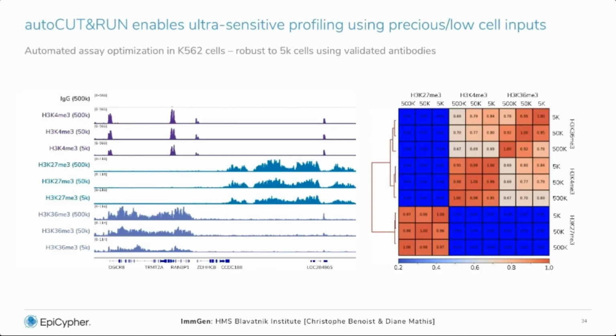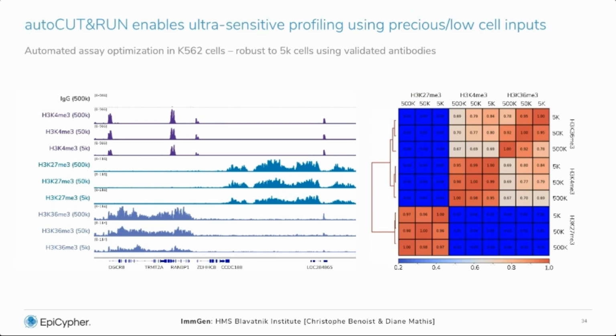Okay, and here's a look at some of the data coming off of AutoCUT&RUN for 3 different marks. H3K4 trimethyl, a mark of active promoters. You can see these nice sharp peaks here. And noticeably, the peaks are retained, going from 500,000 cells all the way down to just 5,000 cells. By the way, this is optimization in K562 cells. We haven't started with immune cells yet, primary immune cells.